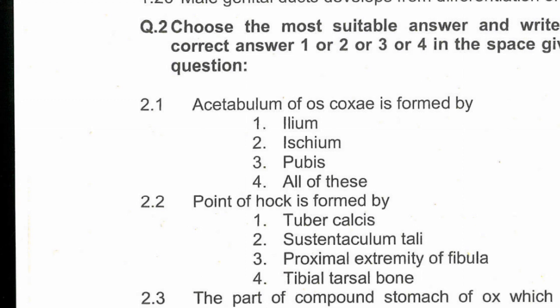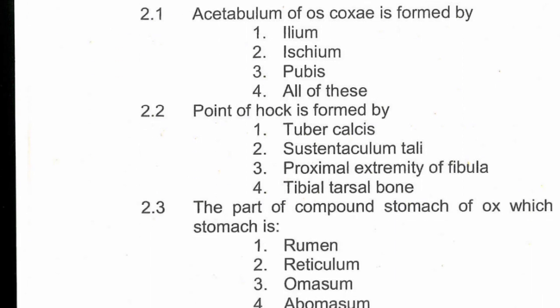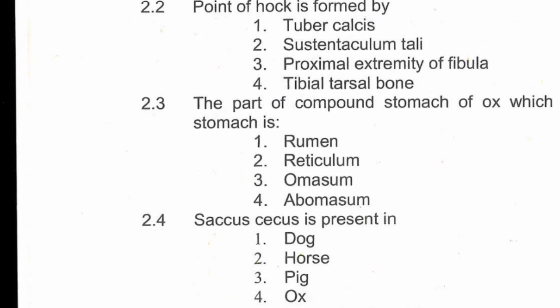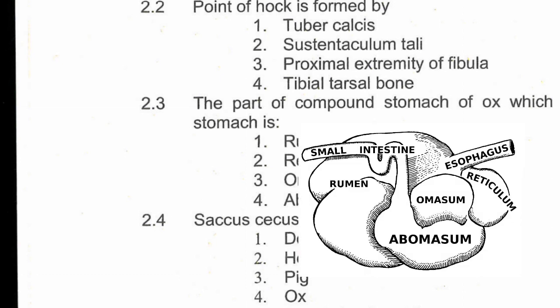So the answer of this is tuberculosis. Then MCQ number 3 is the part of compound stomach of ox which is considered as true stomach is. And the options are rumen, reticulum, omasum and abomasum. So the answer of this question is 4th, abomasum.